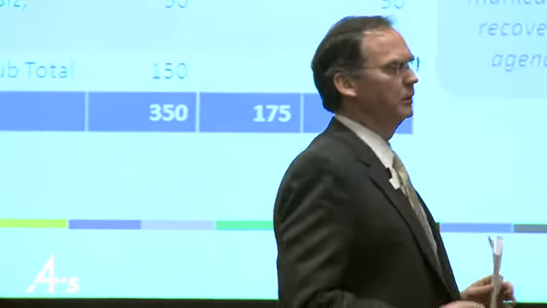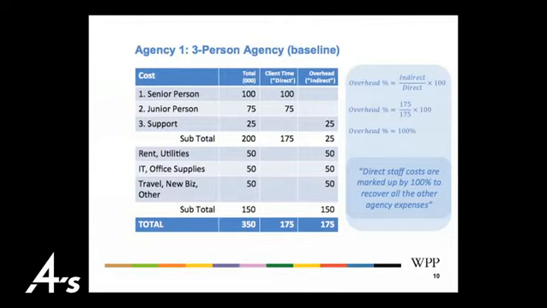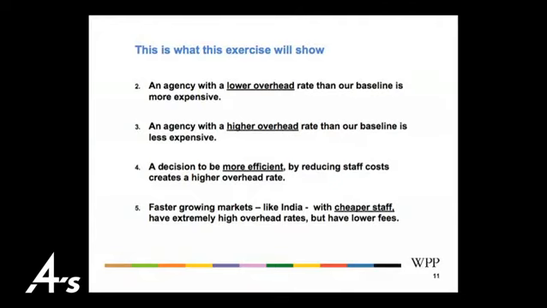So here's the one we looked at. Very simple calculation. I've got a senior person at 100,000, junior person at 75, and so on. This is the one that we just created. Now, when I go through these 4 different agencies, here's what I'm going to show you. I'm going to show you that an agency with a lower overhead rate is actually more expensive. I'm also going to show you that an agency with a higher overhead rate is less expensive.